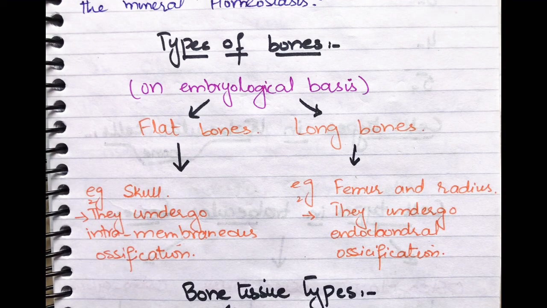Flat bones are those in which there are no irregularities, they are just flat like our skull. Long bones are those which have more length compared to other bones of the body, including the femur, humerus, radius and all other long bones. Flat bones ossify by intramembranous ossification, whereas long bones undergo ossification by endochondral ossification.